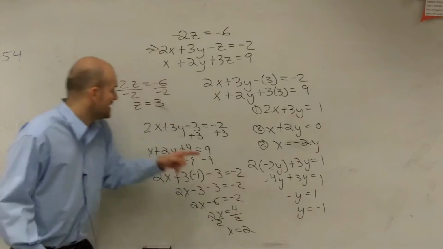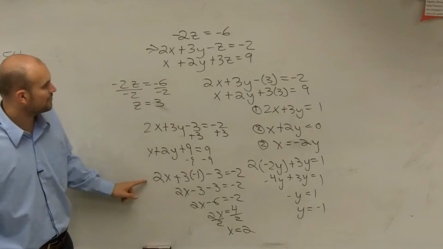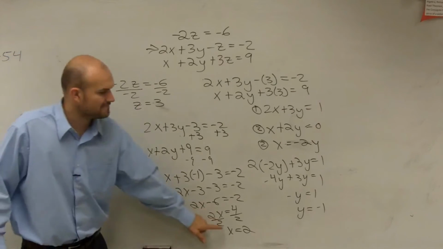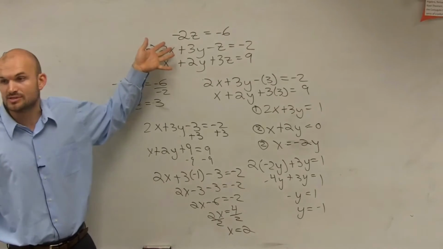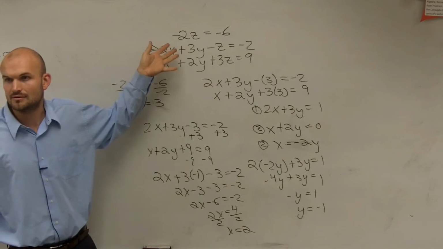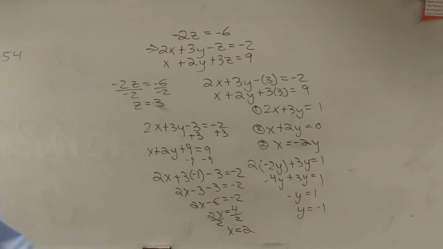Once I knew the value of y and I knew the value of z, I plugged them into my second equation and found the value of x. Now, I have 3 equations and 3 variables. Did I just find the value of all 3 variables? And I just solved the equation, right? That's how you solve a system, right?